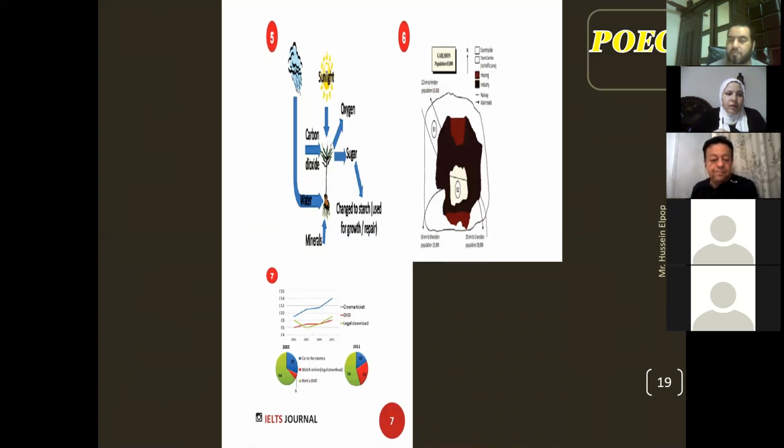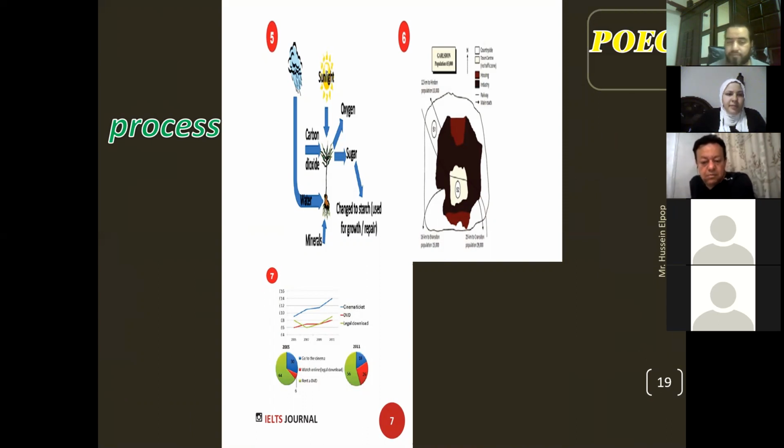Number 5, Diagram. Number 5, as my dear brother said, this is the process. It tells you about how things go from one stage to another.